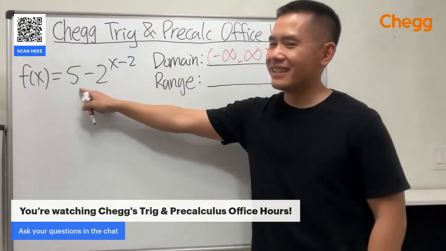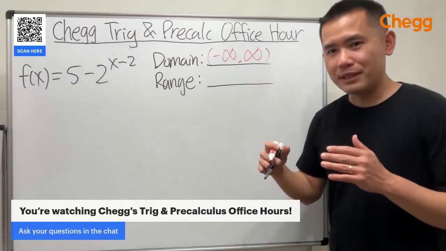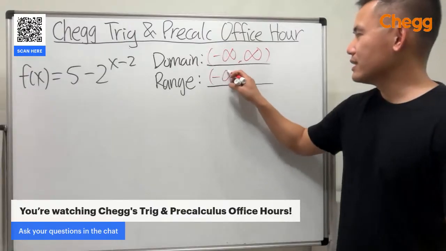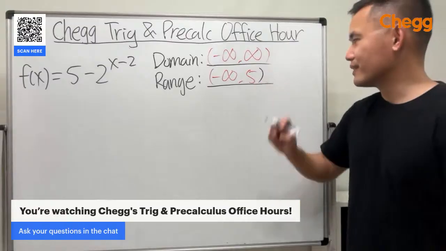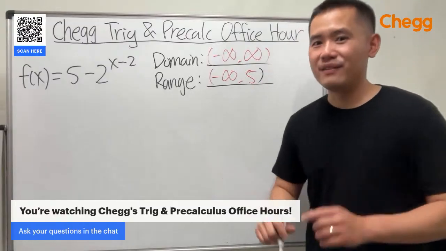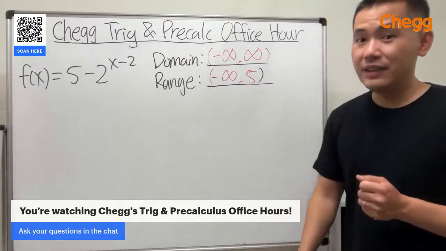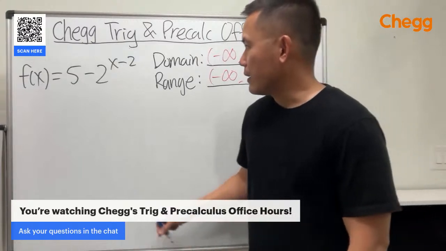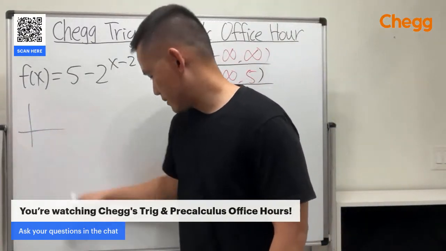No, it's 5. Because here's the deal. The maximum, you don't reach the maximum, by the way. It's at 5. The range is going from negative infinity to 5, not including the 5, though. Be careful. Not including the 5. So this is how you can do it if you want to do the graphical approach. Okay, so starting from 2 to the x, this is what we know, 2 to the x.